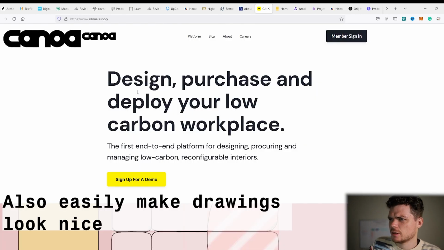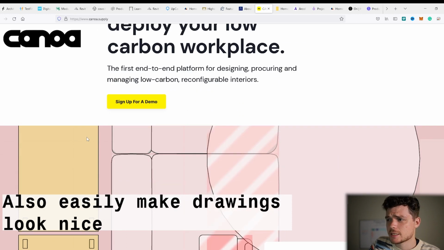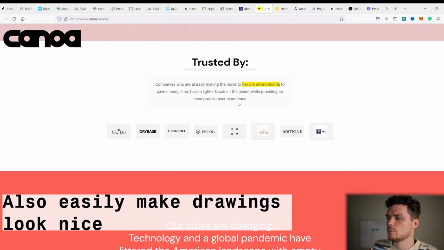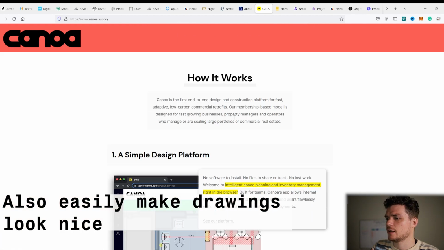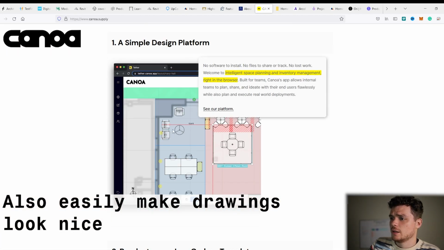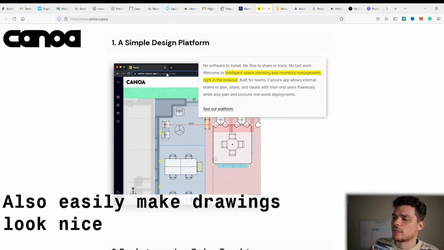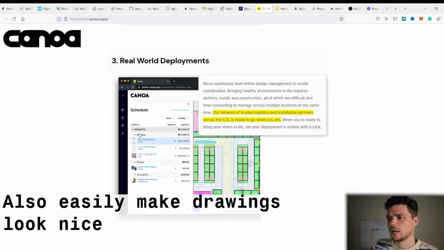Okay, this is another one, Canoe Supply: design, purchase, and deploy your low carbon workplace. The first end-to-end platform for designing, procuring, and managing low carbon reconfiguration interiors. So this is going to be more catered towards interiors and providing products into your workspace, but it's going to provide a design platform that you can use where you're inputting specific items.